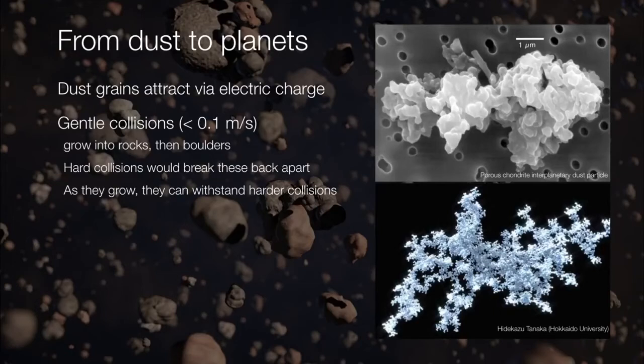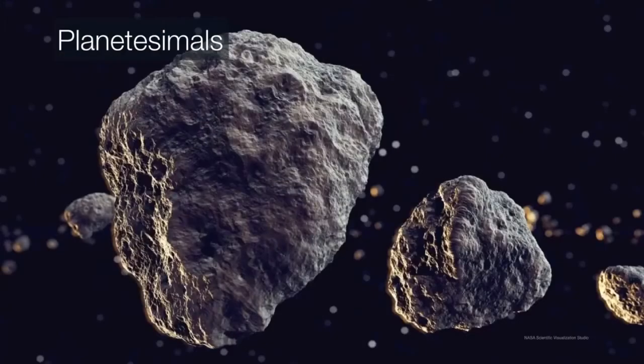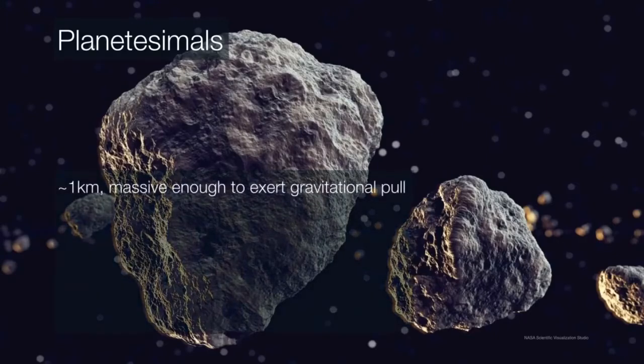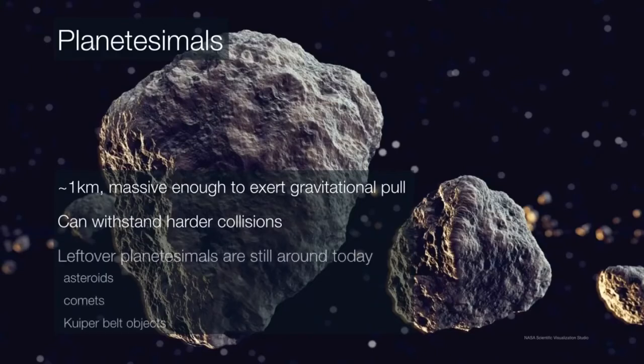But as these things grow, they can withstand harder and stronger collisions until they grow into what are now called planetesimals. At planetesimal sizes, at about 1 kilometer, they're massive enough to exert a gravitational pull on one another. This means that they can withstand harder collisions. And in fact, we see leftover planetesimals around the solar system today. They are modern-day asteroids and comets and Kuiper Belt objects.